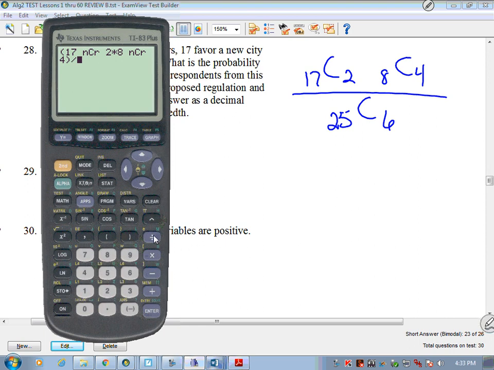divided by 25 math nCr 6. It's been a while since I've done this, and yes, we did get the right answer. We wanted an answer of 0.05. Okay, 0.05 is our answer on that, and that's what we need to set up.